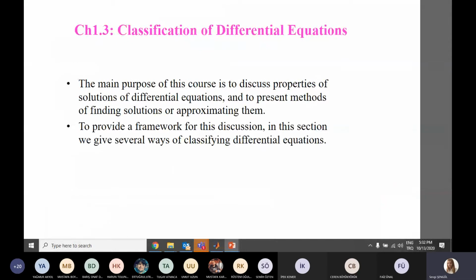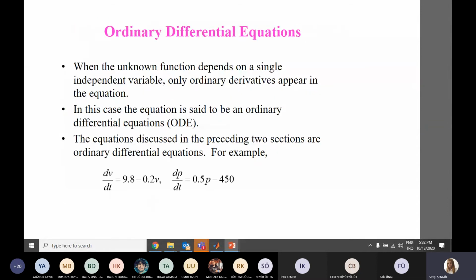Now I will talk about the classification of differential equations, because we will be talking about the solutions and all of these things. So we need to classify, we need to understand the equation first. The first classification is whether we have an ordinary differential equation or partial differential equations. One is ordinary, which means that you have only one independent variable. In those two models, velocity was our dependent variable, and the independent variable was only time. So our derivatives were just normal ordinary derivatives. That's why we have ordinary differential equations.